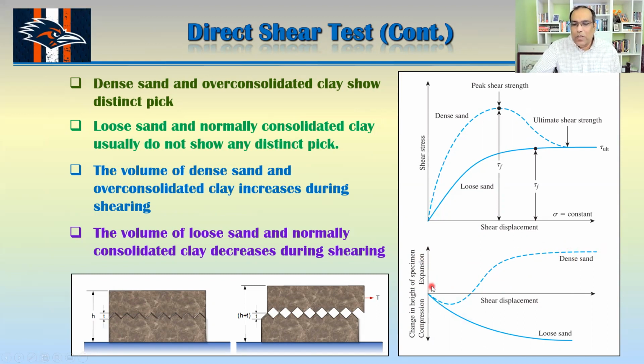On the other hand, for loose sand and normally consolidated clay, the volume actually goes down and then remains the same. When it remains the same, we call that the critical state void ratio. You can remember that. Now, a very important question is why the dense or over-consolidated soil will expand during the shearing.